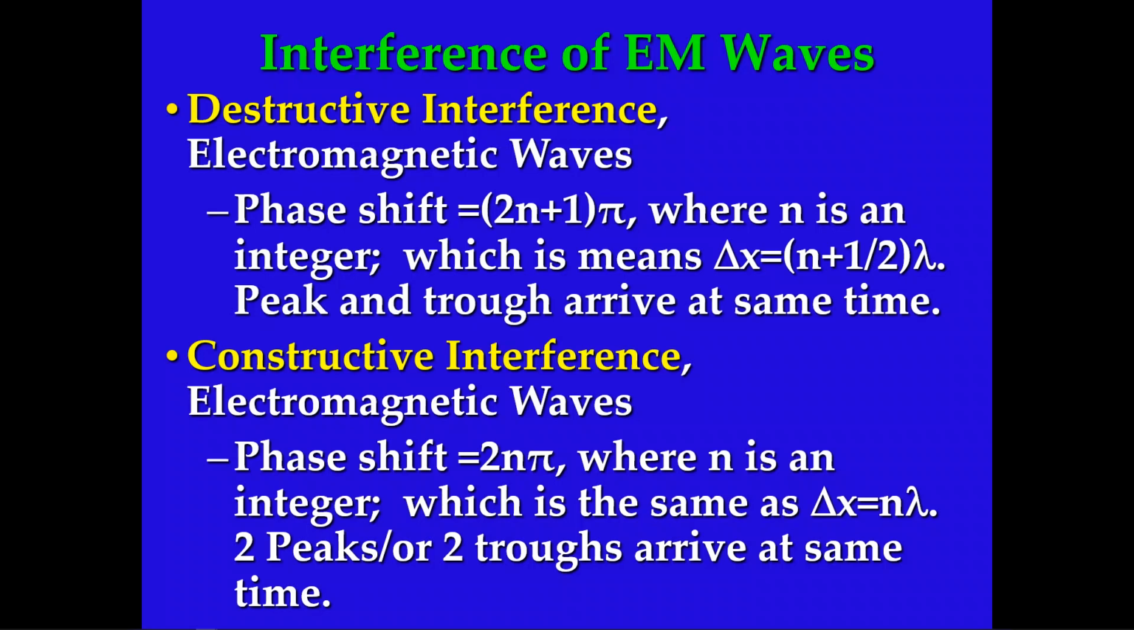For constructive interference, the phase shift between the two waves, or the phase difference between the two waves, has to be some multiple of 2 pi. That means the peaks of the waves arrive at the same time at a location in space, or the troughs of the wave arrive at the same time at some location in space. In other words, the path difference is some multiple of lambda.